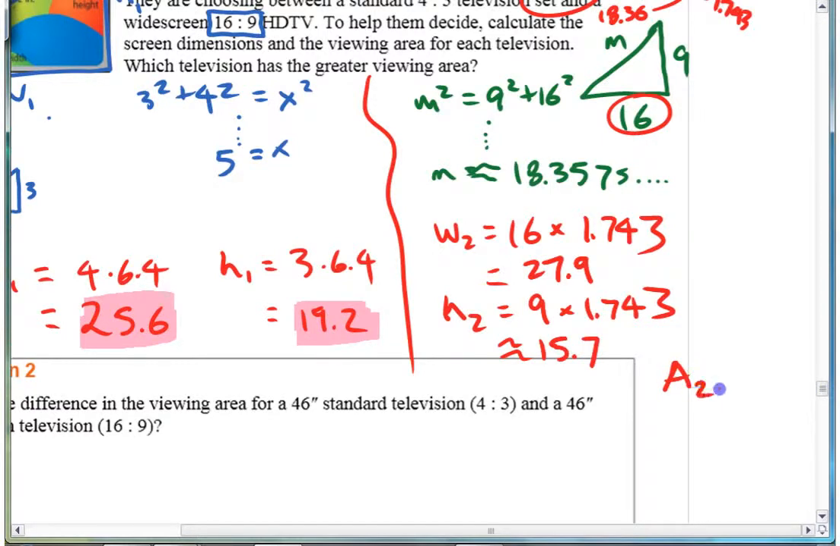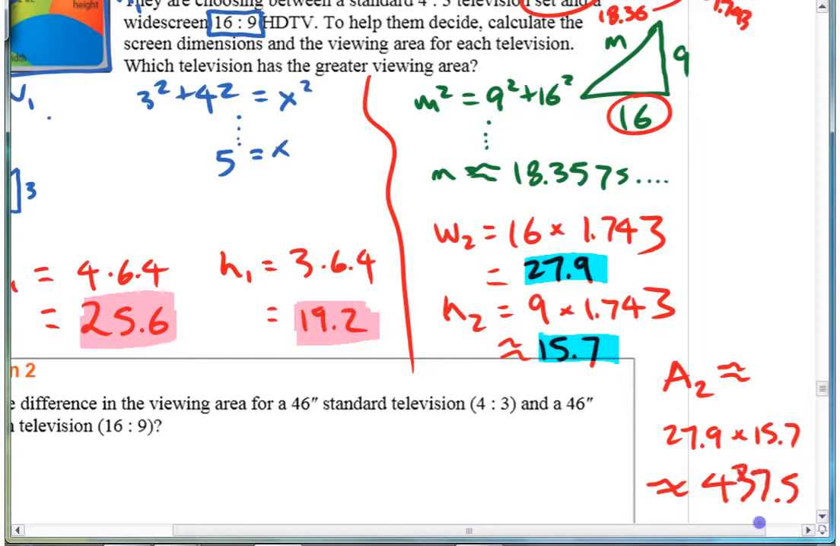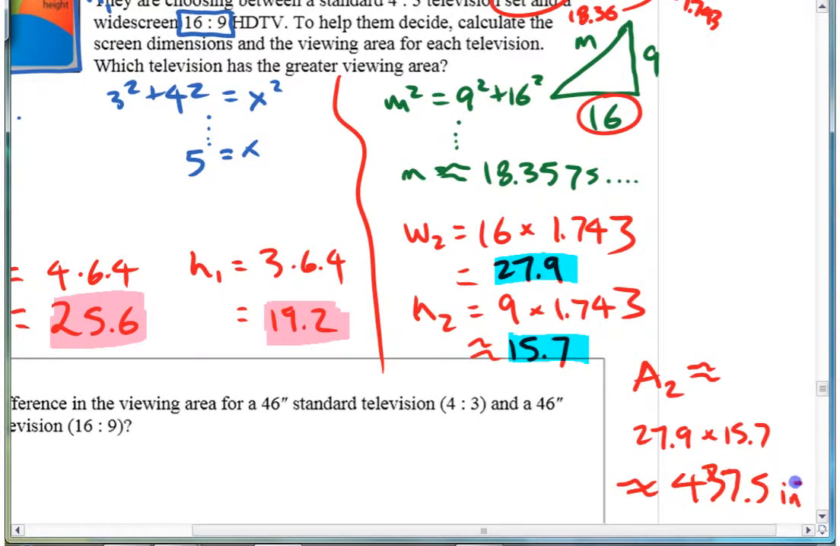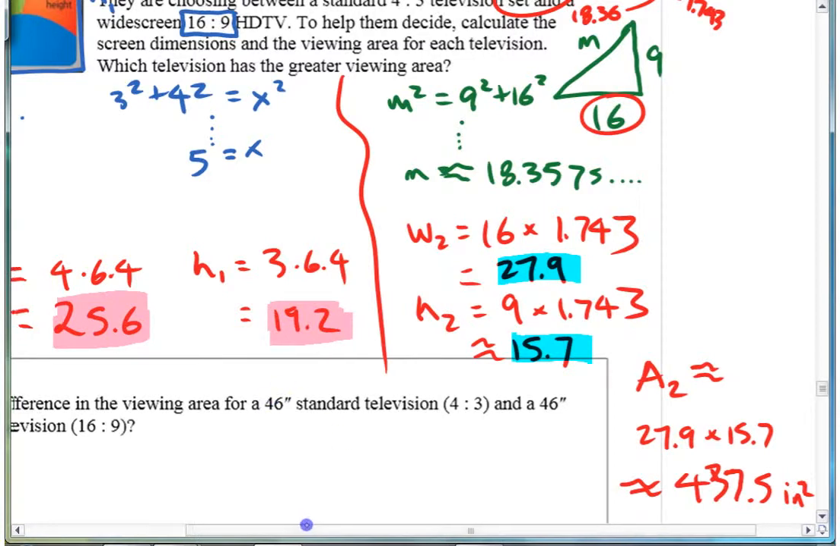Area here of this TV is, multiply those two dimensions, right? This times this. 27.9 times 15.7. What did I say that was? 437? 437, whoops. 437.5 square inches.